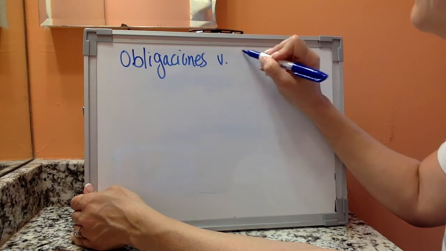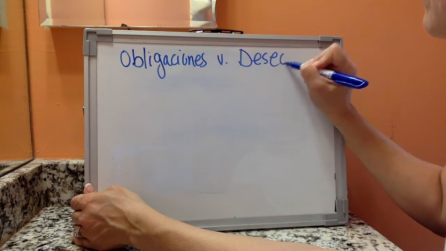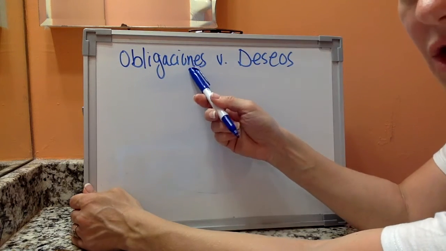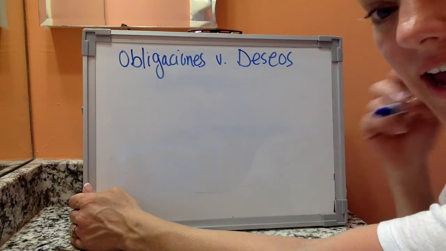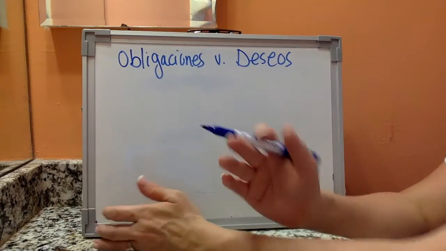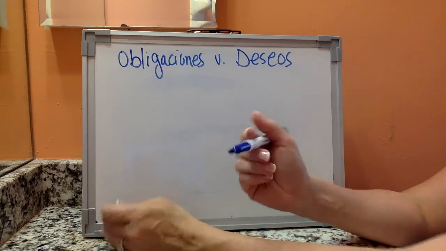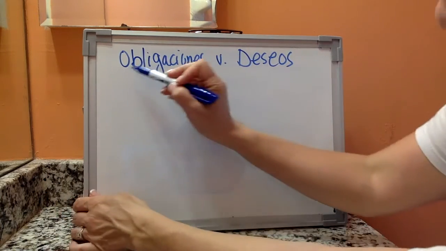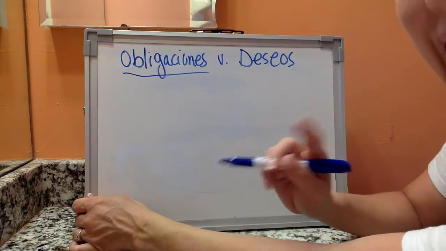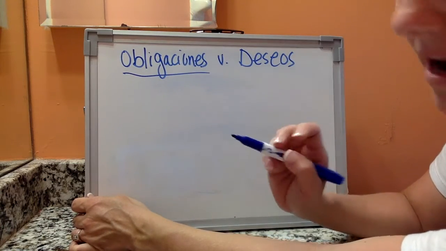Contra deseos. Okay, so these are your obligations versus your desires, okay? A lot of us have things we want to do, but then we also have obligations, right? So I'm going to start with my obligations. I have to work, because we all got to pay our bills.